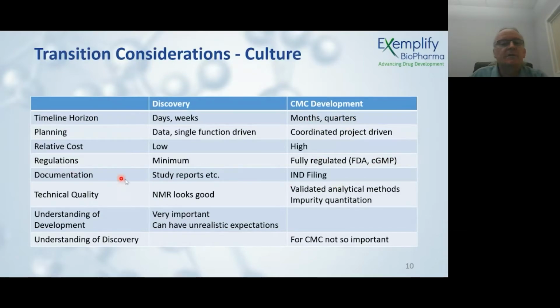In terms of documentation, again, on the discovery side, you have a lot of study reports and things. They may or may not be audited or quality assurance stamped or whatever it might be. In terms of the development side of things, everything is going into your filings, so documents need to be reviewed, protocols need to be written, they need to be reviewed and approved. Quality assurance needs to stamp all your documentation to make it acceptable for the filing. So again, it's a lot more in the detail.